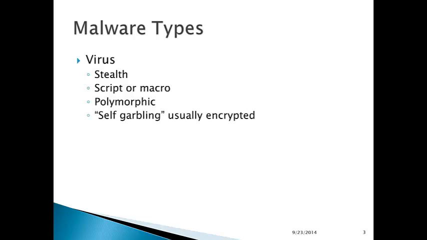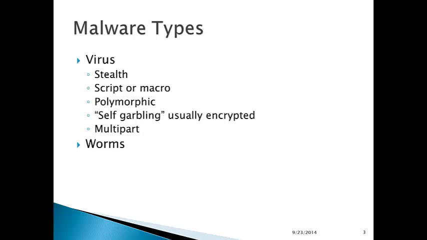Self-garbling or encrypted viruses decrypt themselves only to execute. They do this to hide from antivirus. They're called self-garbling because sometimes they don't actually use true encryption. They just use methods of obfuscation. And a multi-part virus has a small portion that infects your system that then communicates out through the internet, kind of phones home, and grabs other parts or pieces of software to complete itself.